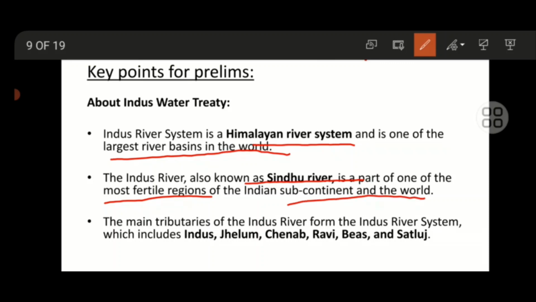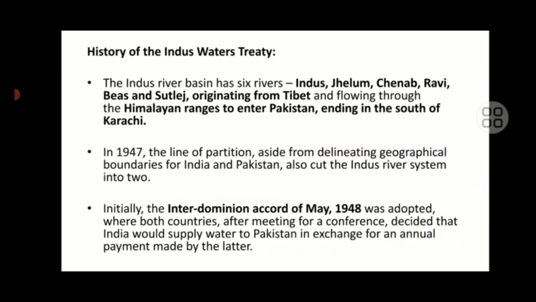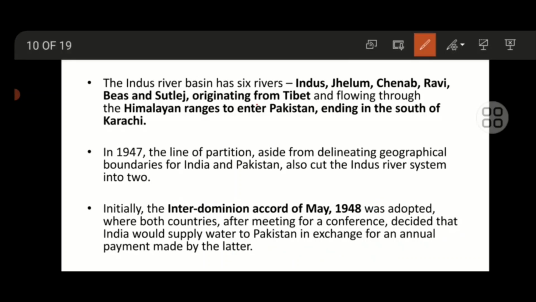The main tributaries of the Indus River system include Indus, Jhelum, Chenab, Ravi, Beas and Satluj. The Indus River basin has 6 rivers that originate from Tibet and flow through the Himalayan ranges, enter Pakistan, and end at Karachi. The 1947 line of partition delineated the geographical boundary for India and Pakistan. Also, that particular line cut the Indus River system into two.